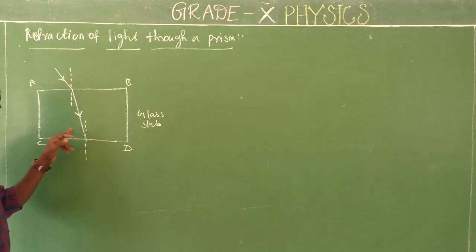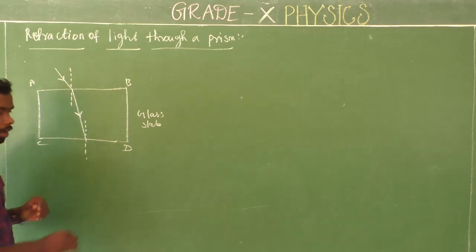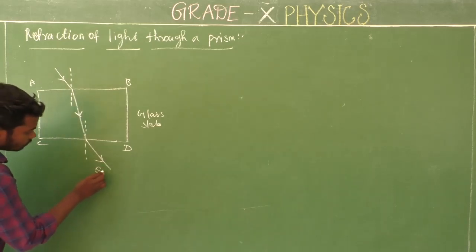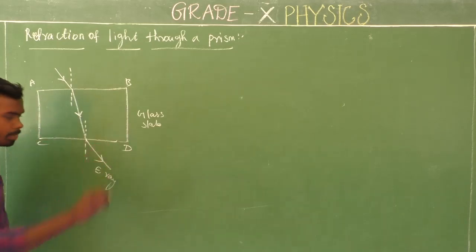Here light goes from a denser medium to a rarer medium, which means glass into air. What will happen? It will move away from the normal like this. What is this? This is the emergent ray. Am I right?